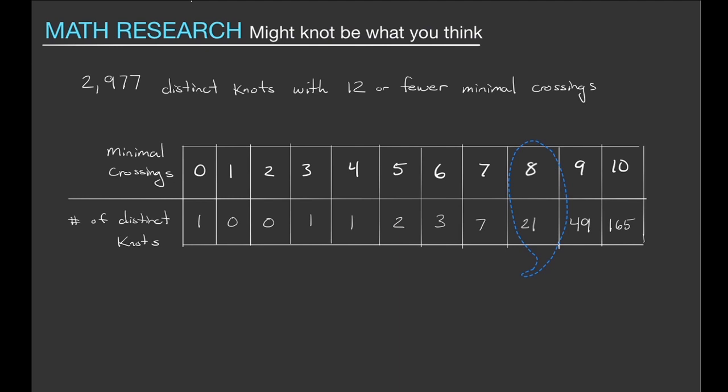Once we get to 8, we're looking at 21, which is not too many. It jumps up quite a bit with 9, and then by the time you get to 10, we're looking at 165 distinct knots. Of course, this says up to 12 or fewer, so 11 and 12 have thousands. So there's many different knots. There's lots of knots out there, and they have a lot of interesting properties.